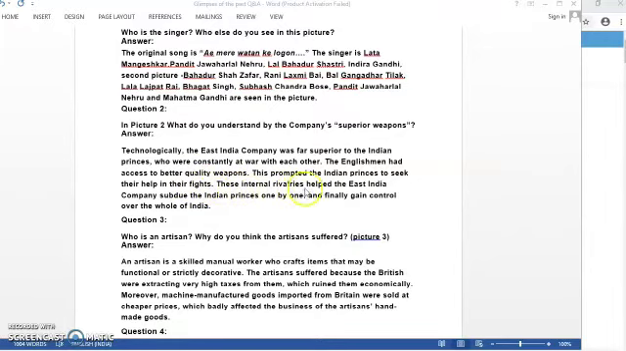These internal rivalries, the animosity between the Indian princes, helped the East India Company to subdue the Indian princes. They used to help the Indian princes in their fights, and finally they took over control of Indian kingdoms one by one, and finally gained control over the whole of India. Hope you have understood this question.